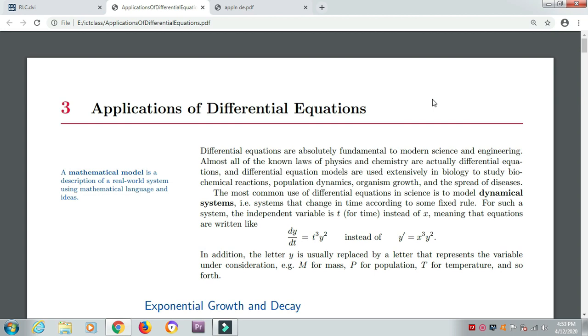The most common use of differential equation in science is to model dynamical systems. So, first we know what a dynamical system is. That is a system that changes in time according to some fixed rule. Usually we write a differential equation with dependent and independent variables, that is y is dependent and x is independent, meaning we can write the rate of change in the given system as dy by dx, where y is depending on x.